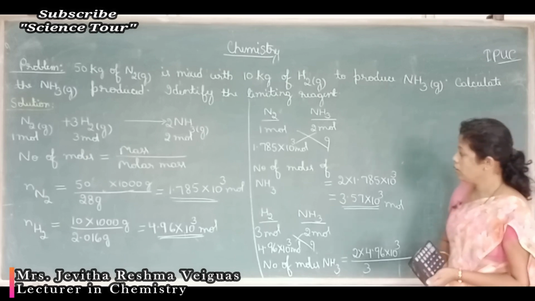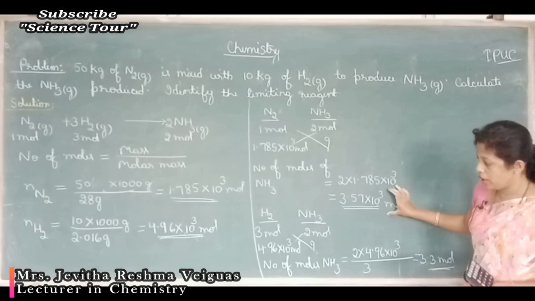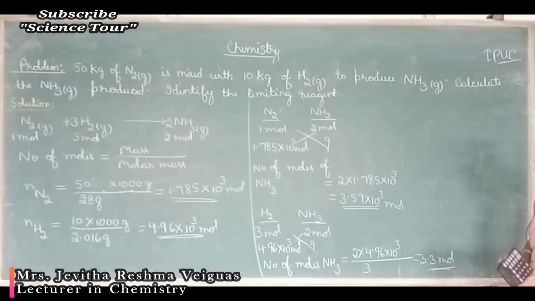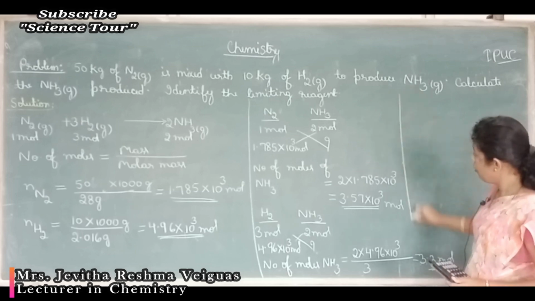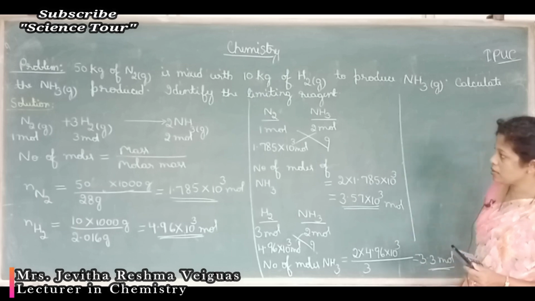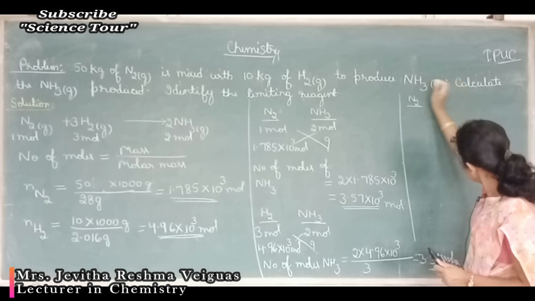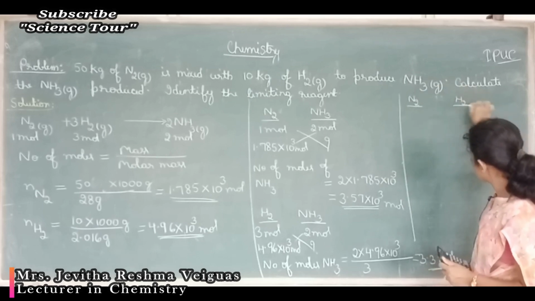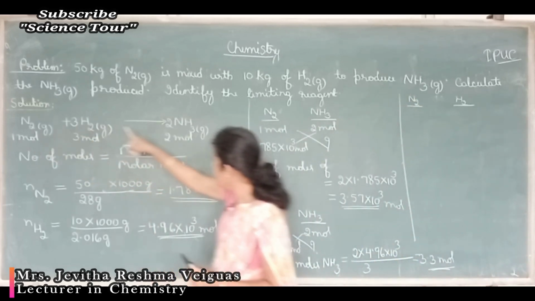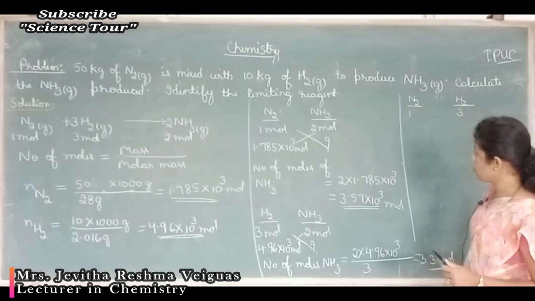So, if so many moles of nitrogen are there, we will get so many moles of ammonia. So many moles of hydrogen will give this many moles of ammonia. Now, let's find which is the limiting reagent and which is the excess reagent. Let's relate nitrogen and hydrogen. According to the balanced chemical equation, 1 mole nitrogen will react with 3 moles of hydrogen.